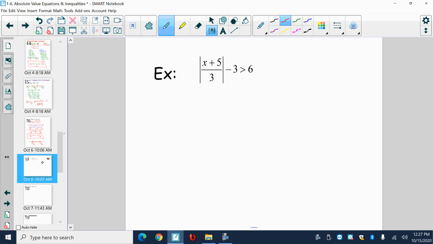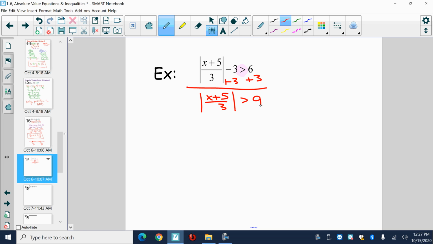Now what happens whenever I have an or statement? An or statement is defined whenever you have a greater than symbol. Now folks, there's not a shortcut to this. You just have to do case 1 and case 2 like we did before. So I'm going to isolate. I'm going to add 3. So I have the absolute value of x plus 5 over 3 is greater than 9.